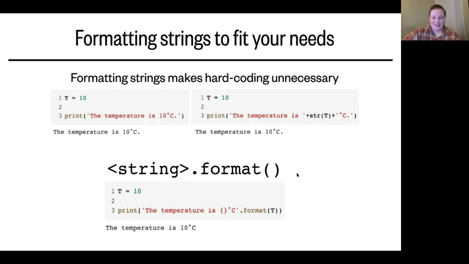A better way of doing this is to use the .format function. So we have string.format. In our example here, we have the temperature is curly brackets, degrees C. Those curly brackets are just a placeholder for whatever arguments we put into our format function. In this case, it's T. So what this is doing is saying the temperature is curly brackets, degrees C, .format T. And we're just going to put whatever that T is into where the curly brackets are. So in this case, it's 10.